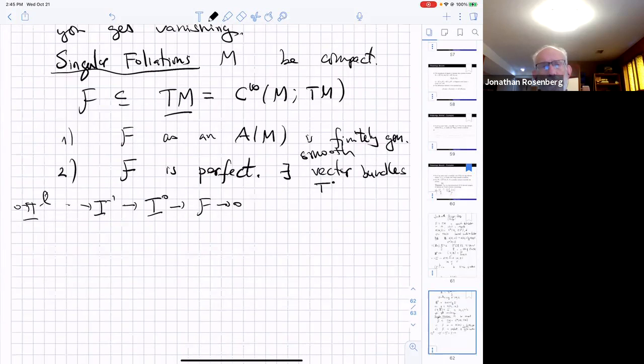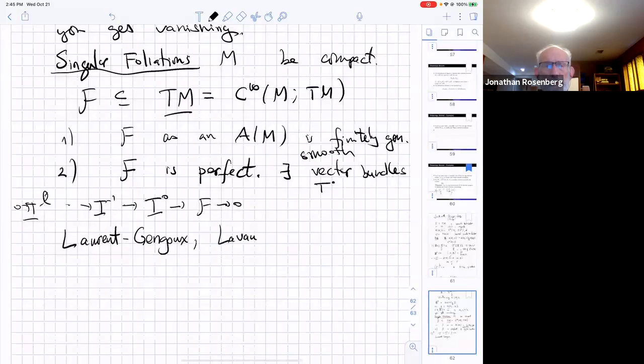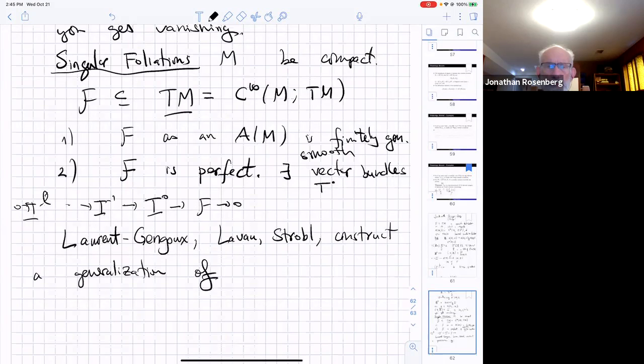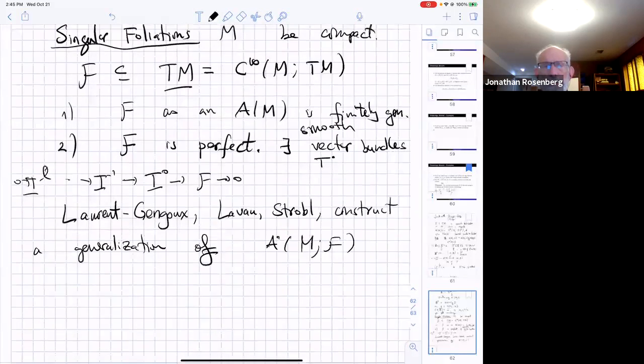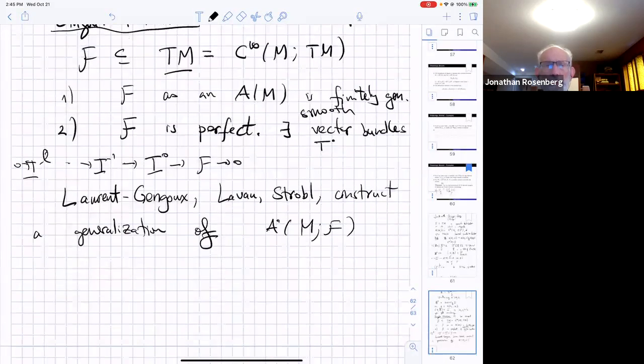And this was a situation where Laurent, Jeanjou, again I apologize if I'm pronouncing their names wrong, Laveau and Strobel, construct a generalization of A dot of M comma F. Basically it's just this.